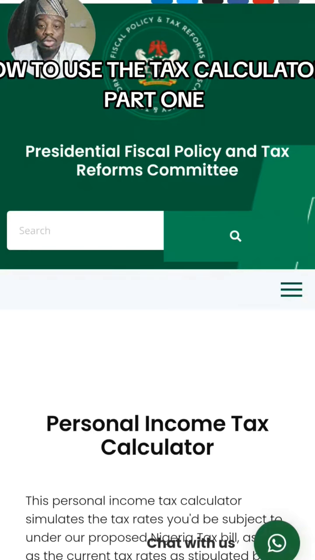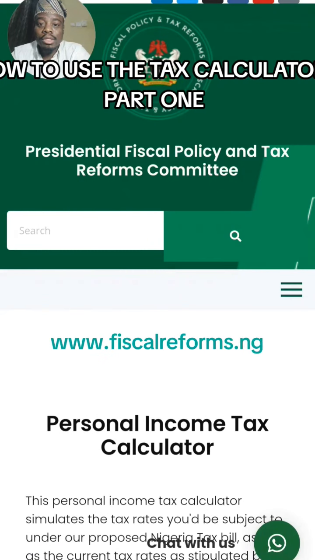To use the tax calculator. Part 1. The tax calculator. So first and foremost, you go to the website fiscalreforms.ng.